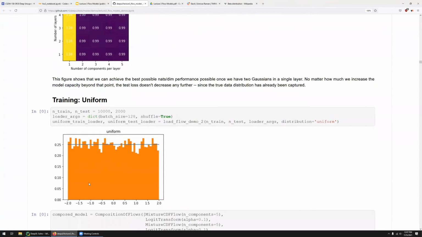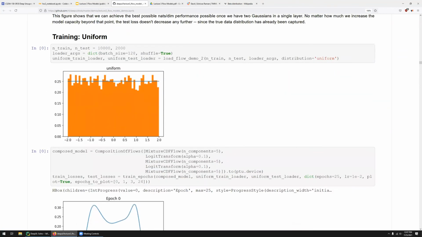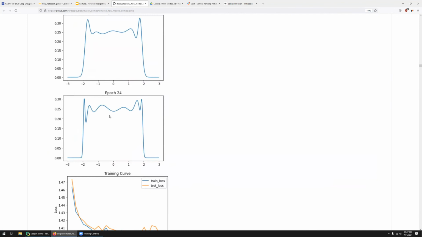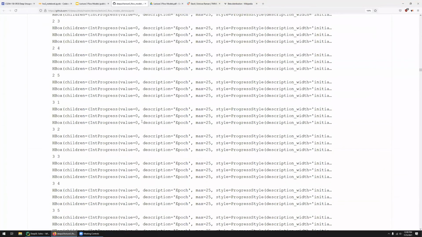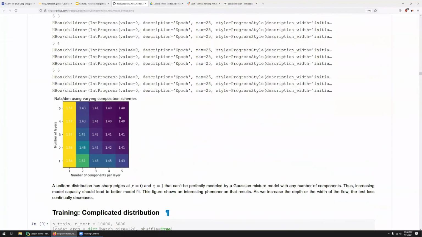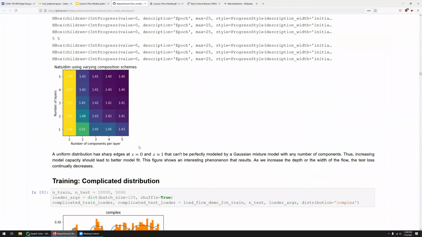Okay, and then what is he doing here? Training uniform. Oh, I think the data is uniform here. Okay, X is not a mixture of Gaussians, but it's a uniform. Yeah, uniform, and it kind of becomes like this. Interesting. And the same sweep. Here it's interesting, right?